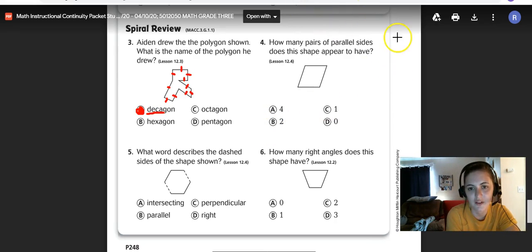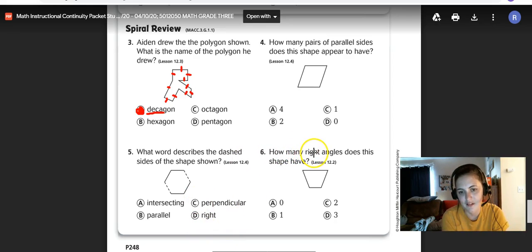I'm going to leave this one for you. It's just asking you how many pairs of parallel sides does this shape have. So remember, pairs mean 2, so it's 1 and 2, if it does that. Alright, I'm going to give you a hint. It's not going to be 0, it's not going to be 4. What word describes the dashed sides of the shape shown? So you're going to figure out, are these parallel? Are they never going to touch? Are they intersecting? Are they going to meet somewhere? Or are they perpendicular? Do they create a right angle?